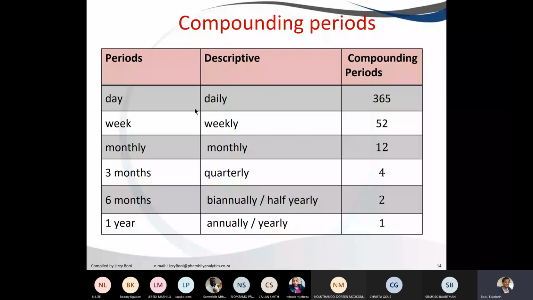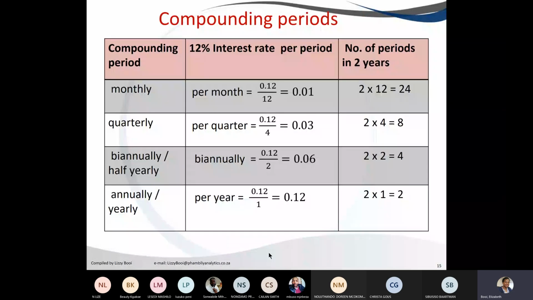So what I've just explained, remember in the formula, we said interest we divide by the compounding period, and the term we multiply by the compounding period. So let's say we have our compounding period as monthly, quarters, biannually and annually. And our interest is 12%. With interest of 12%, we need to divide our interest by 100, and it becomes 0.12. So since this is monthly, we divide by 12 months. Quarterly, we divide by 4. Biannually, we divide by 2. Annually, we divide by 1.